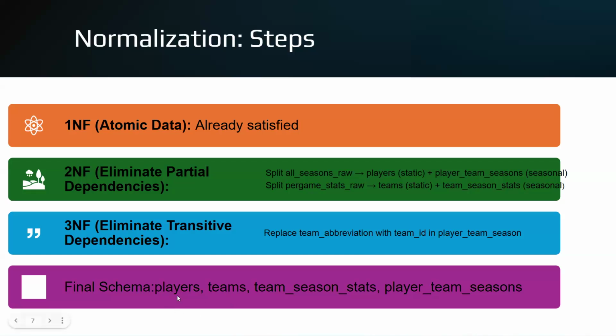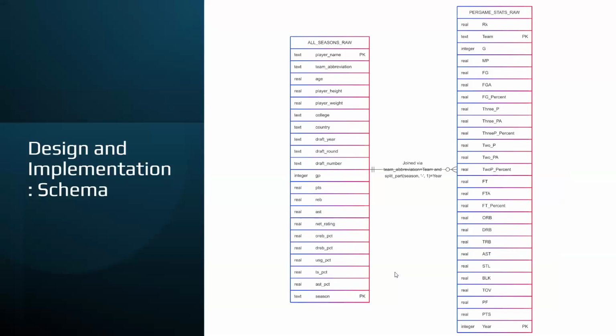And with this, we leave the final schema of players, teams, team season stats, and player seasons. And this is a graph of how this schema will look. We have all the seasons rows and per-game stats rows, and this is a big overview of how this information will look and how it will be split.